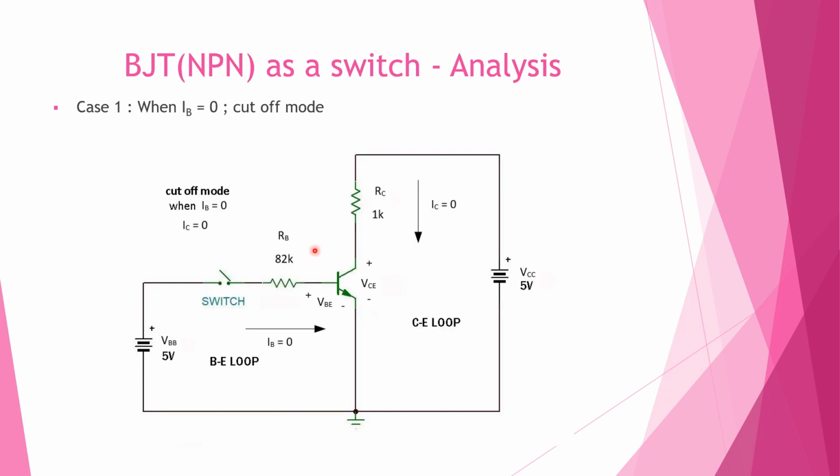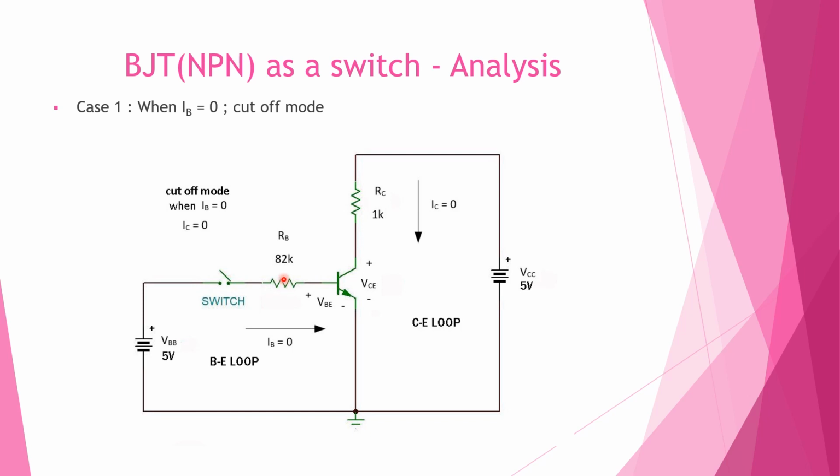So let us understand BJT as a switch and do an analysis for it. Here we have taken an NPN transistor. This is the symbol of the NPN transistor, and this is the circuit as a switch. There's a base resistor connecting the base voltage, and a collector resistor connecting the collector voltage. Here the base emitter junction is forward biased when the switch is on, and the collector base junction is reverse biased with this circuit.